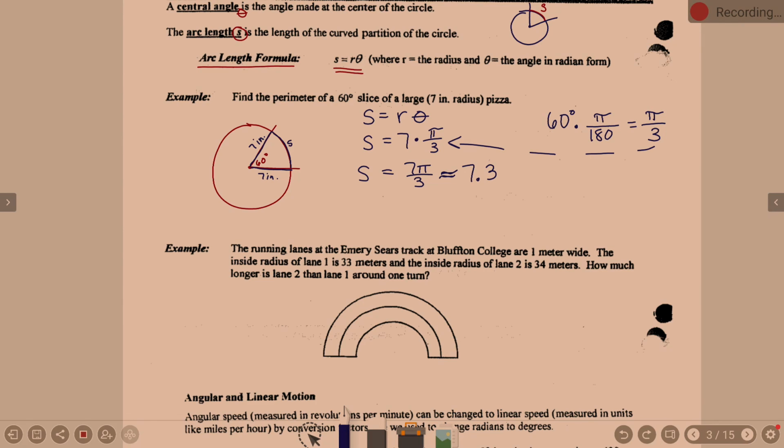Am I done? Officially they wanted the perimeter. So we already had a 7-inch side, a 7-inch side, and now basically your pizza crust is 7.3 inches long on this pizza. So 21.3 inches is my approximate perimeter of a 60 degree slice of pizza from a 7-inch radius pizza.